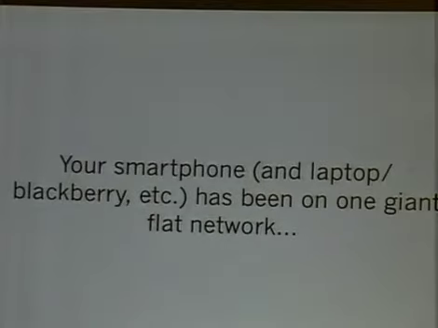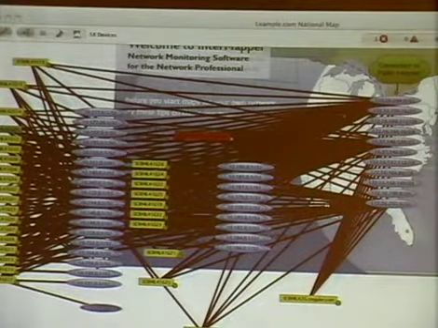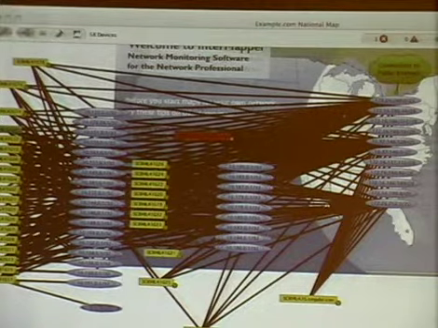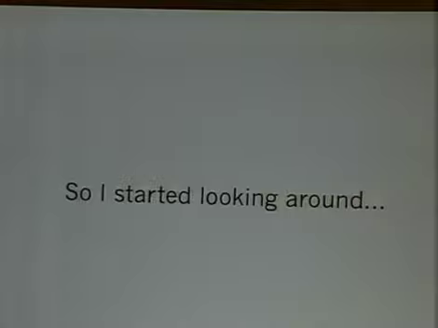So there's a lot of stuff out there. So your smartphone, your laptop, your BlackBerry, your Windows smartphone, PDA, whatever, has been on one giant flat network with everybody else. I'm going to talk about some of the things that I saw out there. So you can kind of just see everybody. If you use some SNMP tools, you can see a lot more, but not anymore because I fixed everything.